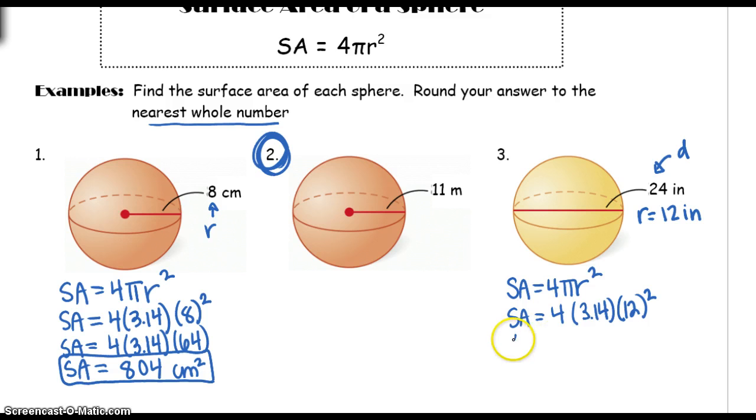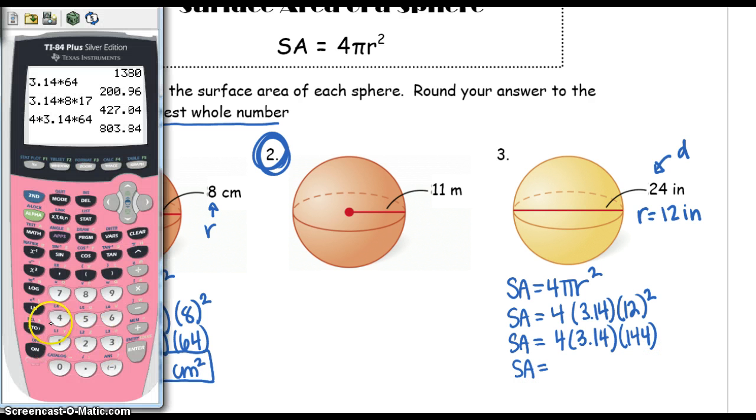Well, we have to work out what 12 squared is first. So this is going to be 4 times 3.14, and then 12 squared in the calculator will give you 144. Once you have that, we can type it all in. So we have 4 times 3.14 times 144.